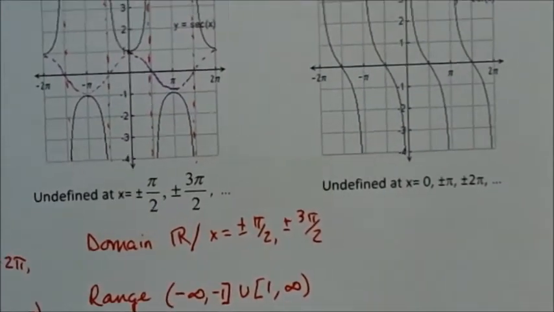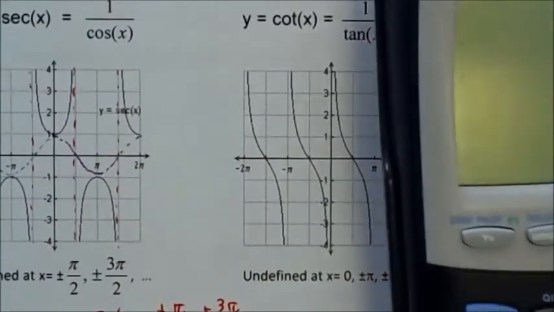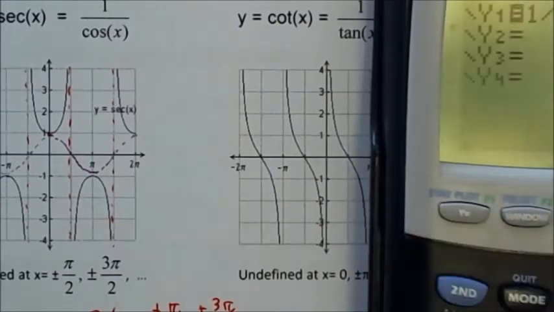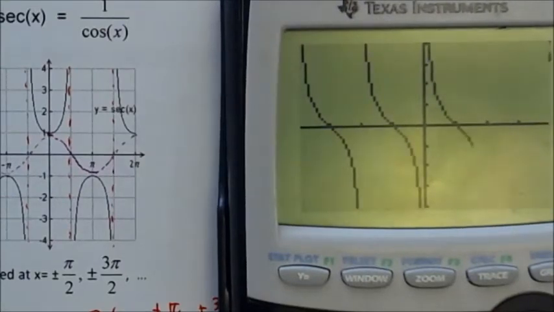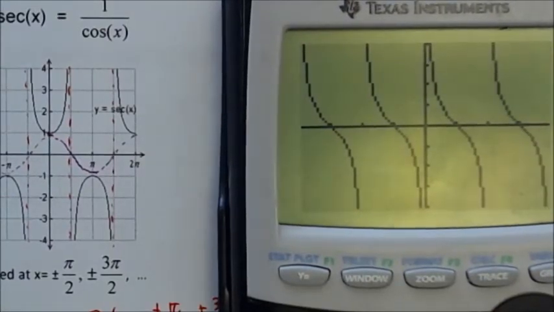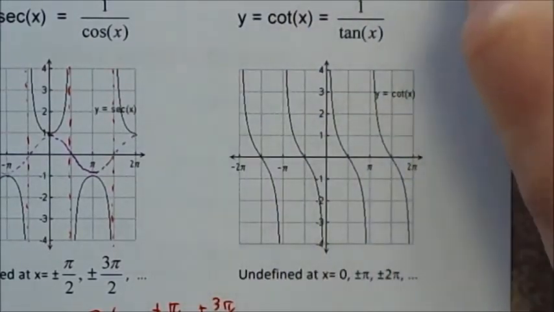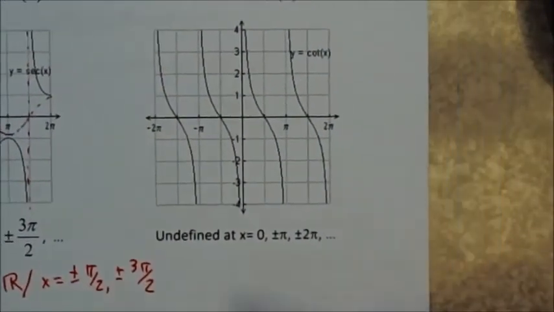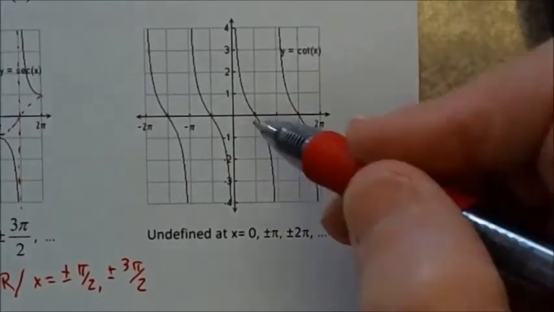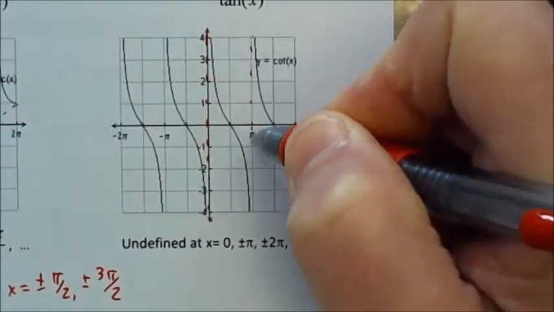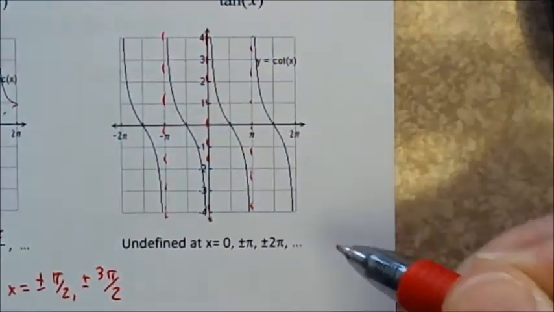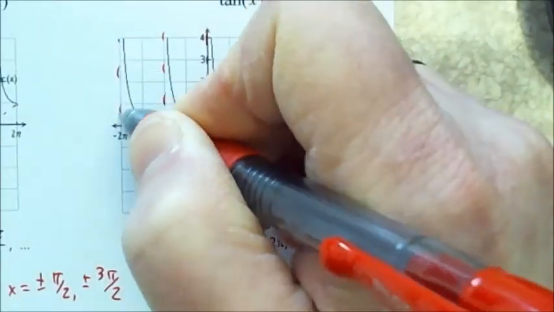Now, y equals cotangent x. Cotangent x. That would be the reciprocal of tangent. So 1 divided by tan x. Right, so this is what it looks like. Again, the graph is printed on the notes packet. So here again, we have values for x for which it's undefined. It's 0, vertical asymptote, pi, negative pi, 2 pi, negative 2 pi.